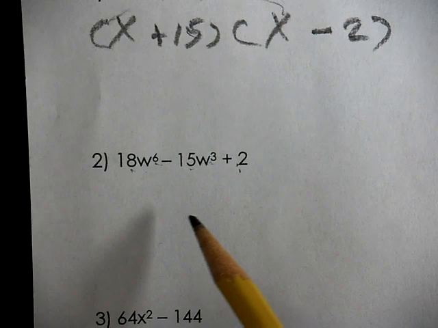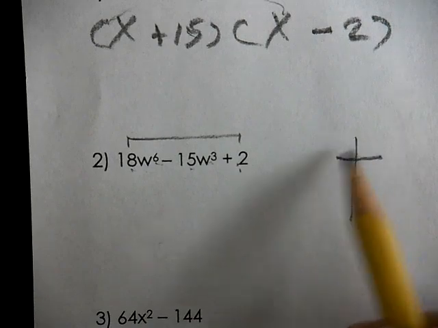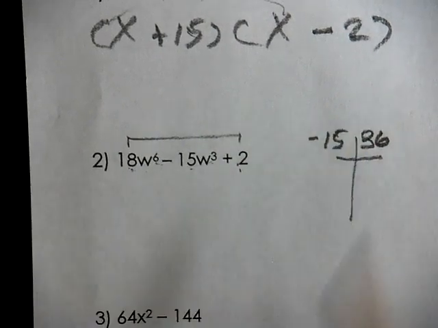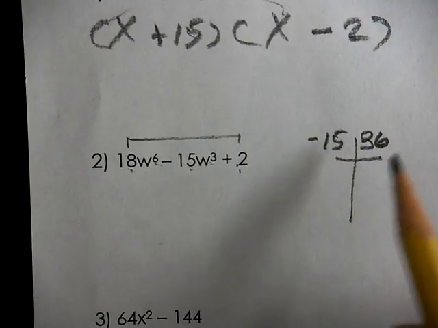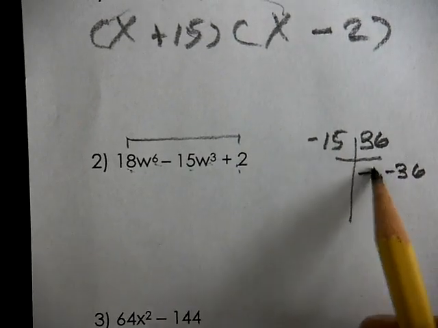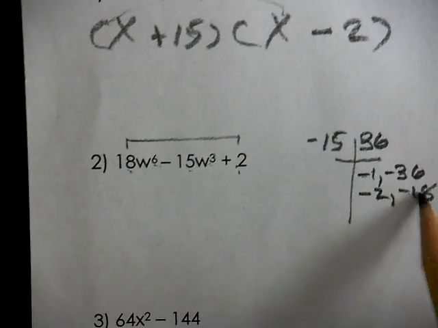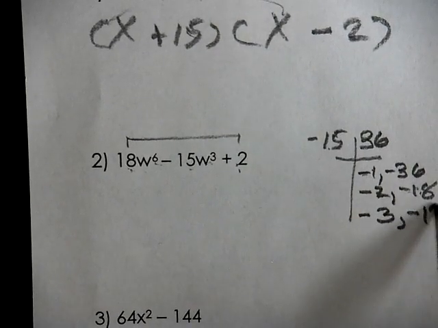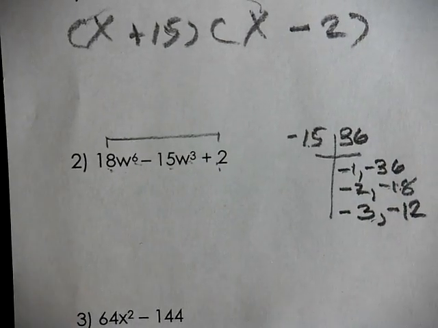Alright, so let me show you factor by grouping. So we're going to do 18 times 2, which is 36, that adds to be negative 15. So I'm looking for my factors. They're both going to have to be negative. So negative 1 and negative 36 would add to be a negative, but multiply to be a positive. That didn't work. That doesn't add to be 15. But this adds to be 15, and it multiplies to be 36.